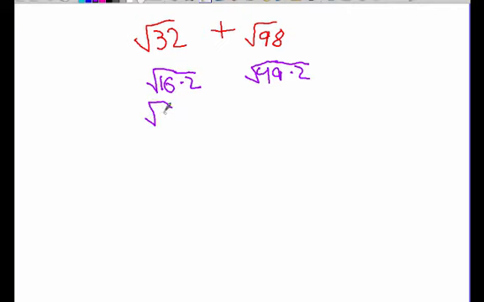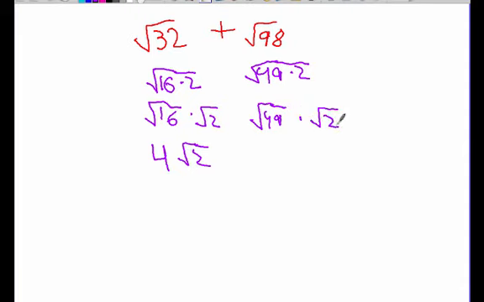This works out to the square root of 16 times the square root of 2. Square root of 16 is 4. So this is 4 square root of 2. Square root of 2 does not simplify. Over here, this works out to square root of 49 times the square root of 2. Think about this. Square root of 49 is 7. Once again, square root of 2 does not reduce.